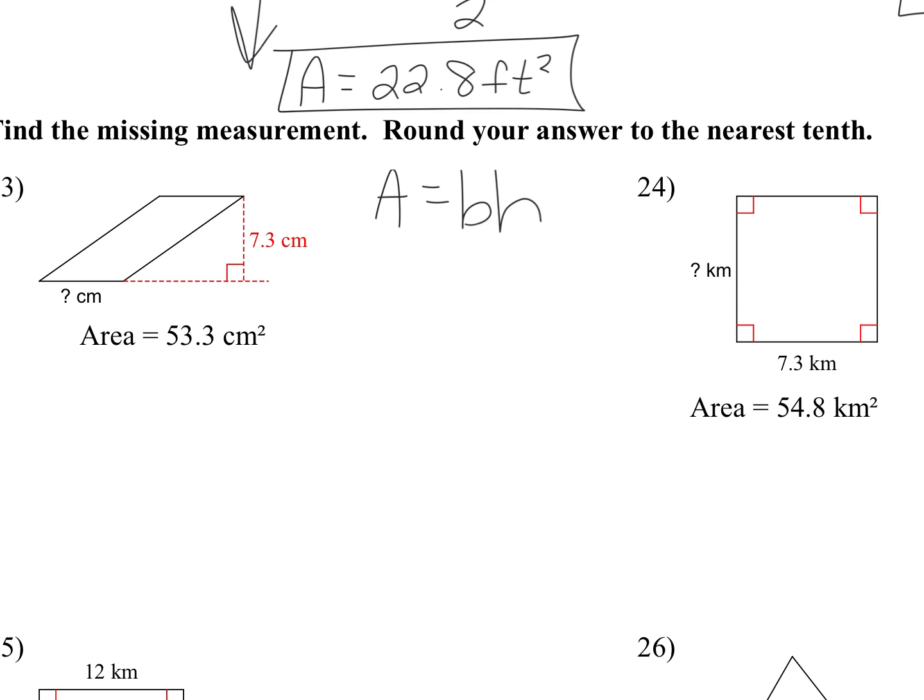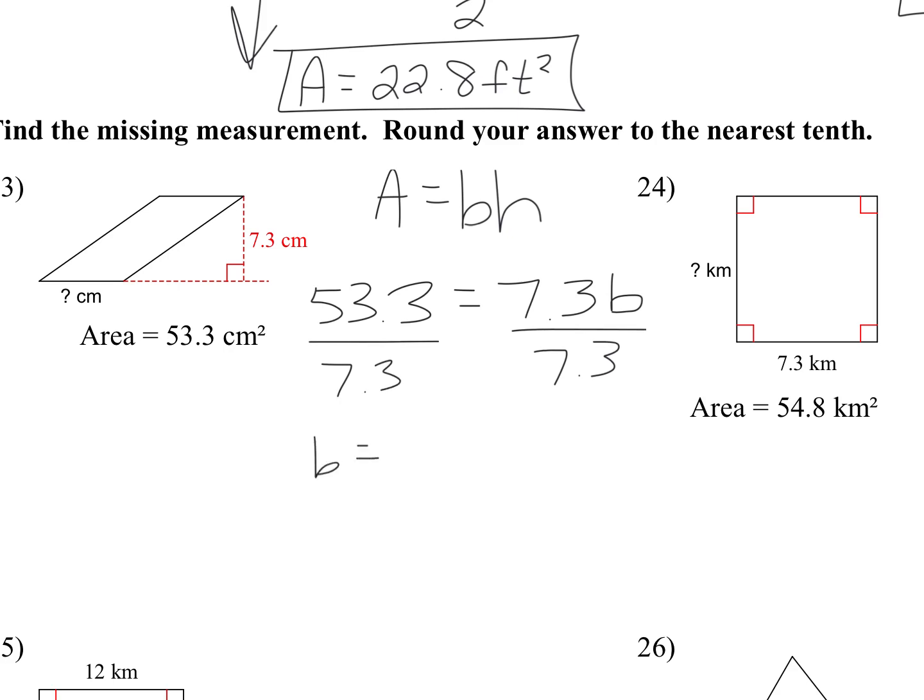Work from left to right. Do I know what A is? Yeah. What is it? 53.3. Do I know what B is? Okay, 7.3 is the height. Do I know what the base is, though? No. So I just put B. Now it's algebra. I want to get B by itself. How do I get B by itself? Divide by 7.3. Base is what? 7.3. Label? Centimeters. Why is it not squared this time? Because we're not finding area this time.